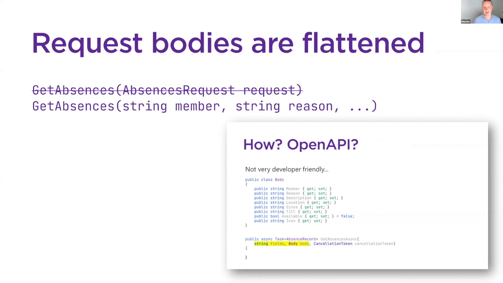Generating that OpenAPI based code actually gave us such a request object as well. In our generator, we decided to actually pull that out. We're still using such an object internally, but exposing to you as a user, we are just exposing that get absences with all of the different parameters. So you don't have to worry about whether something accepts query string parameters or actual request body objects.